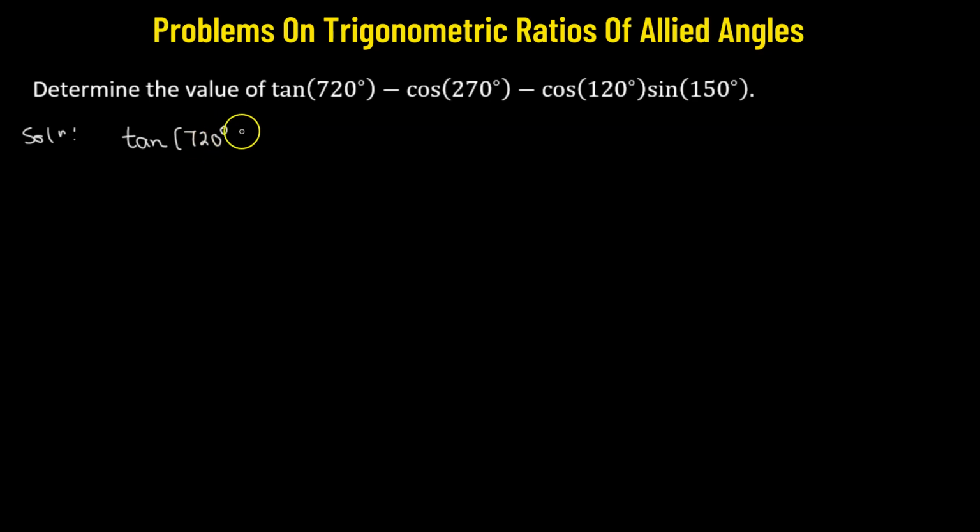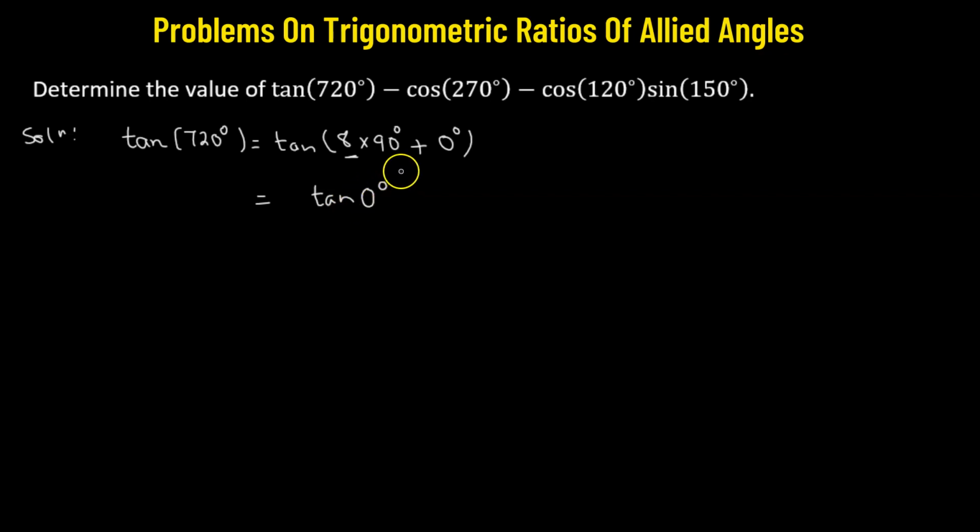Now 720 degrees can also be expressed as 8 times 90 degrees. So 8 times 90 degrees, that's 720 degrees, but we are going to add 0 degrees to it. This becomes tangent of an even multiple of 90 degrees plus 0, so we are still going to have a tangent function. Whenever we have an even multiple, tangent remains as tangent, but the angle will be 0 degrees.